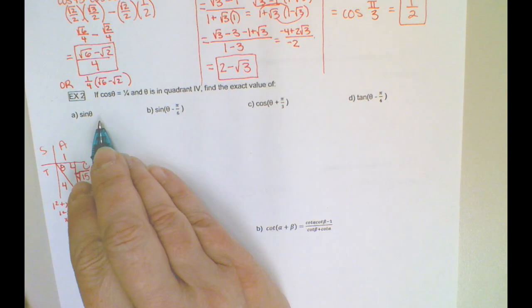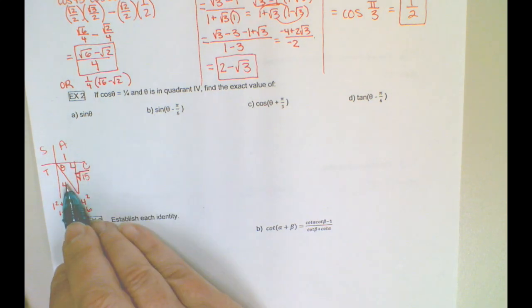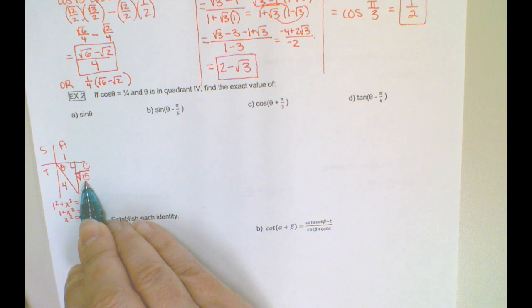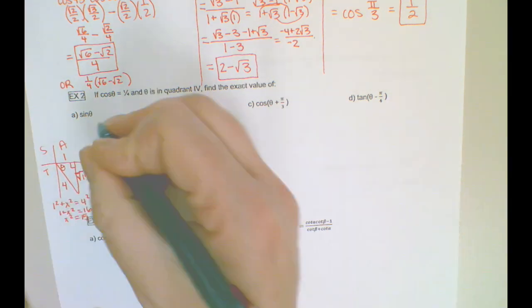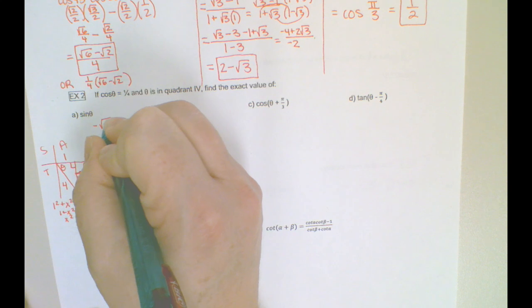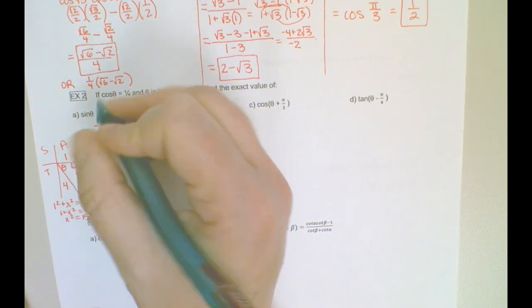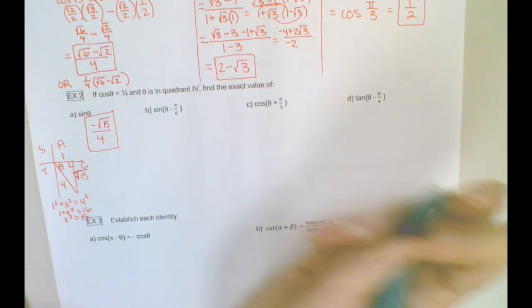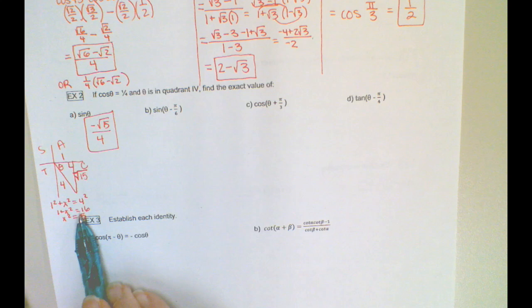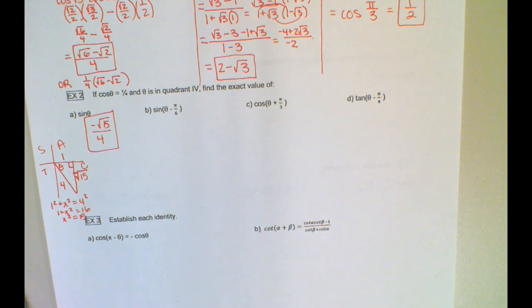All right, so sine of theta, I look at my triangle. Sine is opposite over hypotenuse. Again, I know it should be negative because we're in quadrant 4, and that's all the work I have to do. Finding that side was all I needed to answer that first question.